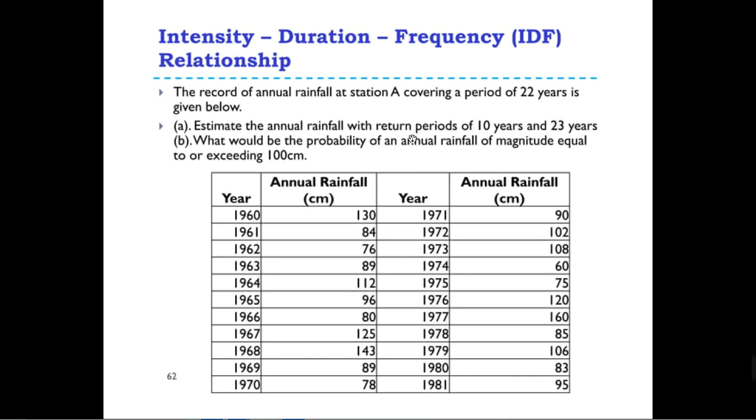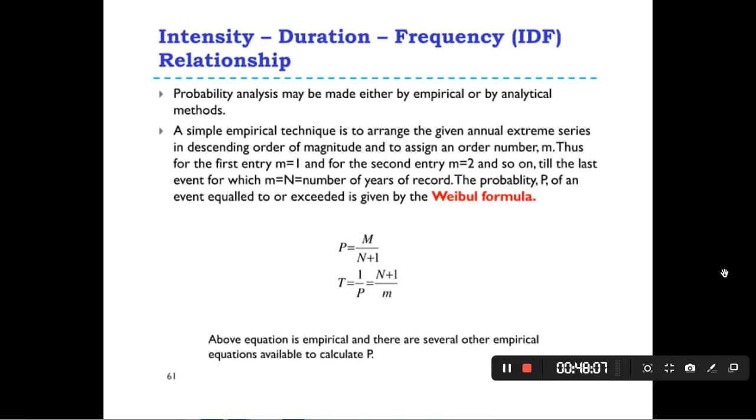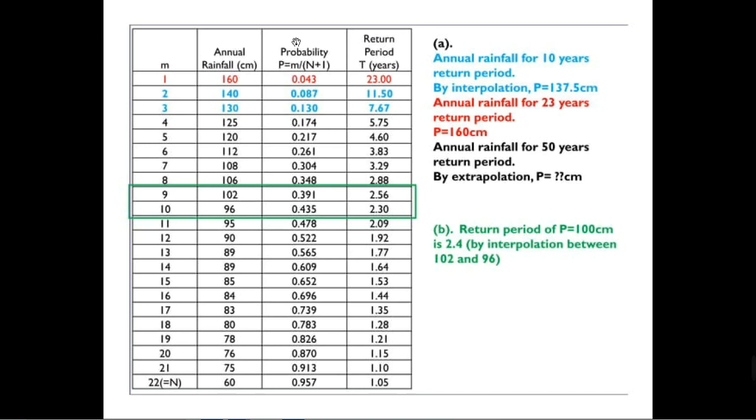Estimate the rainfall for a return period of 100 years. In the record of annual rainfall, the first value is 160, then 136, and 140.